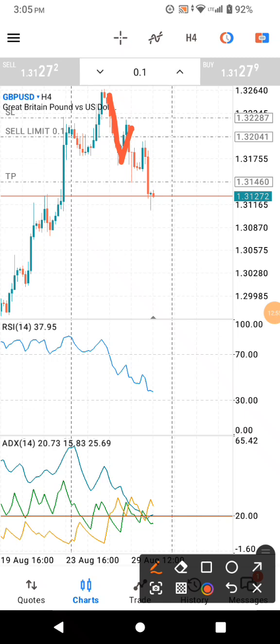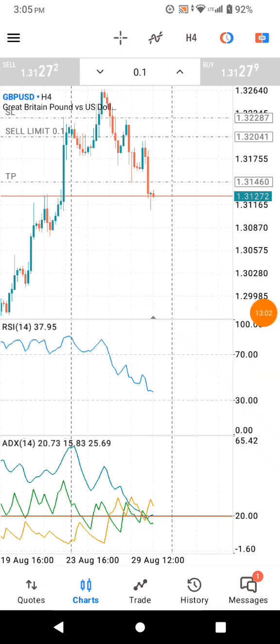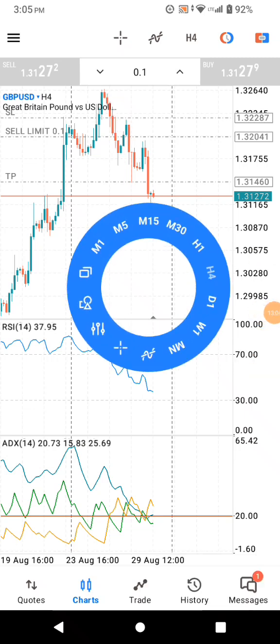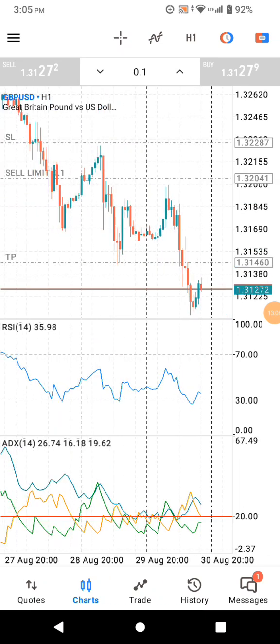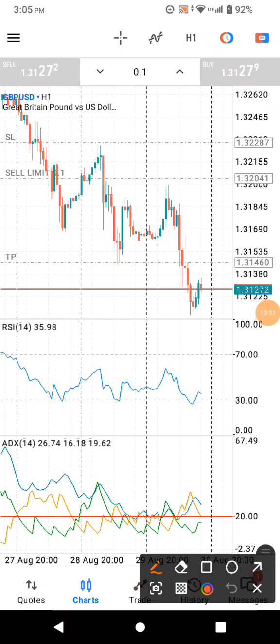Let's go to H1 again. We are done with the first pullback. Let's see what the second pullback is. Then we waited for a while. This is the second pullback. It's coming like this, and we are having this trend on H1 again. And the RSI went below 30 again and came back. Then we had this pullback.